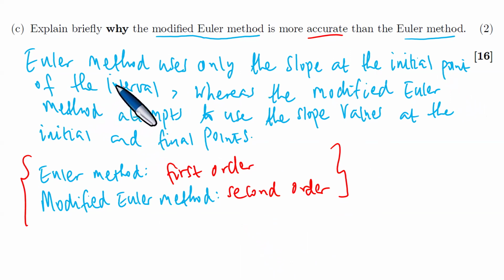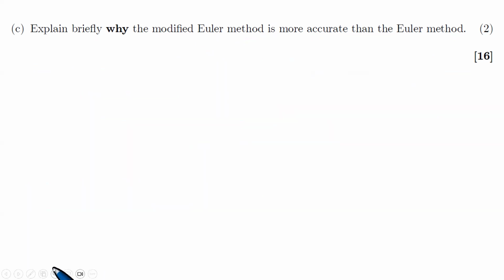Euler method uses only the slope at the initial point of the interval. We shall look at the examples of this. Whereas the modified Euler method attempts to use the slope values at the initial and final points. This encapsulates the fundamental distinction between the modified Euler method and the Euler method. So we continue to solve the next question, and the next question is solved as follows.